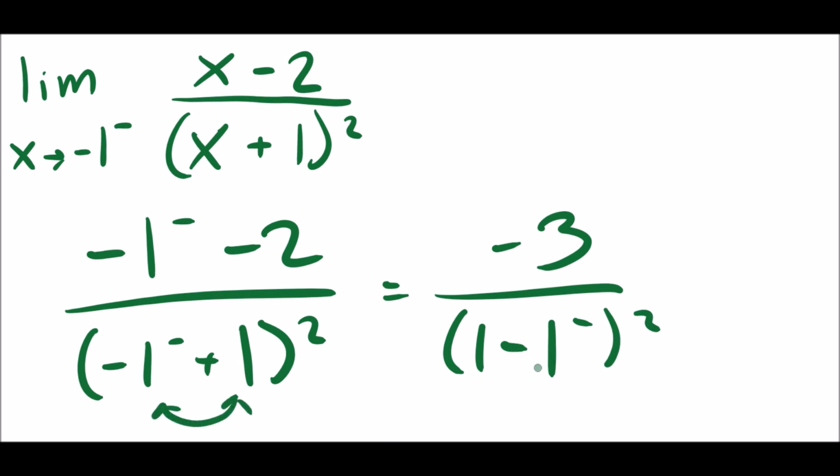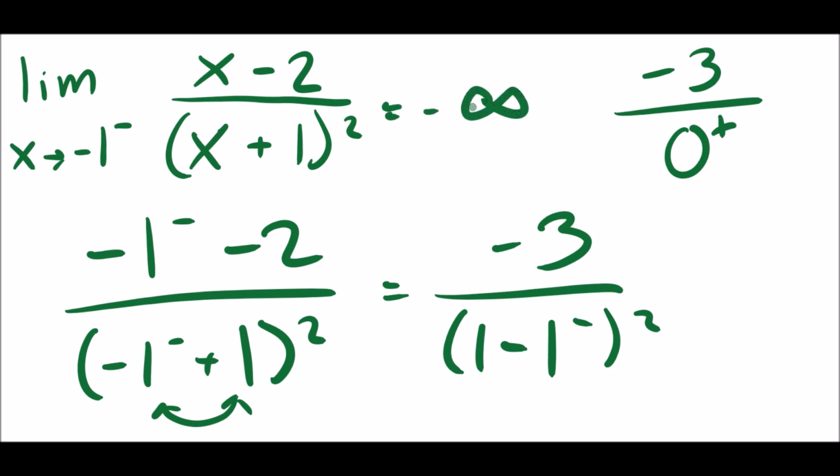So now we can think about this a little bit better. This 1 minus is a number that's the same as 1 but slightly smaller. So if we have a big number minus a small number, we end up with a positive number. And a positive number squared, that's still going to be a positive number. So that ends up being a negative 3 divided by that 0 plus that we were so used to seeing. And of course this is squared, but 0 plus squared is just going to be still that 0 plus. And now we can see that we have a negative number divided by a super tiny positive number, and that ends up with a negative infinity.